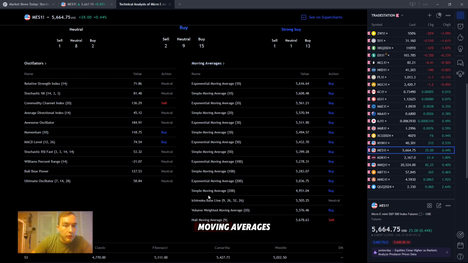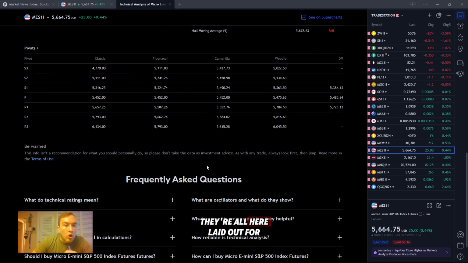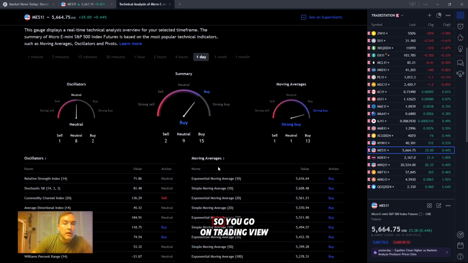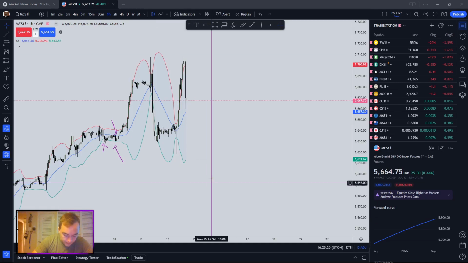Then we have all of our moving averages. We have a category of technical indicators called pivots, and they're all here laid out for you. And so you go on TradingView here and you're like, well, there are so many different indicators that I don't know if they're telling me to buy, sell, or do other. Go right here on TradingView, and there's the summary of all the different technical indicators. So that is something I think that's pretty useful.